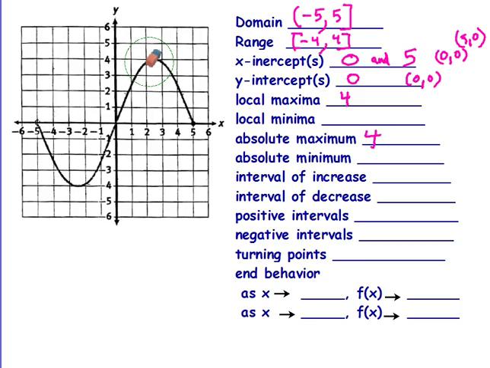In terms of minimum, let's see, that graph reaches a low point right here. We're going to include that as a local minimum and an absolute minimum. So that is, look over to the x-axis, that's -4.